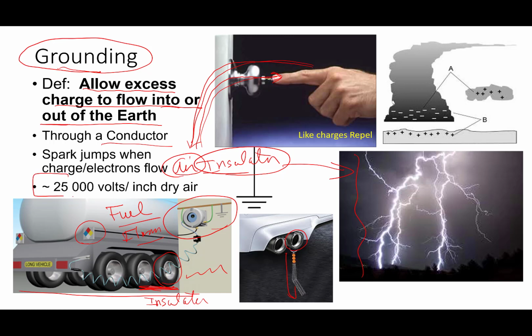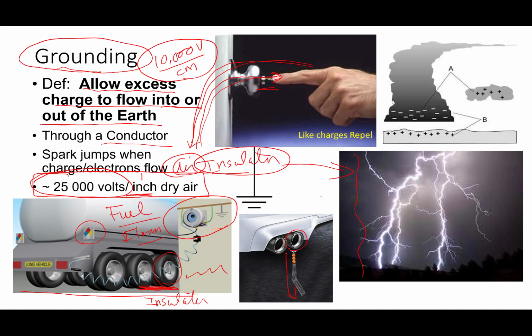Matter of fact, if you ever see a spark jump 1 inch in dry air, that means the spark has 25,000 volts. So if you've got a spark that jumps from your finger to a doorknob or your finger to your little brother, 1 inch is 25,000 volts, or it's 10,000 volts per centimeter. That is another number that's very convenient.